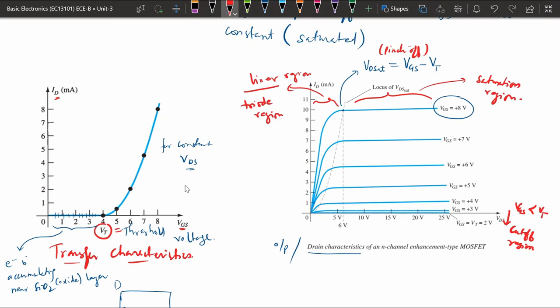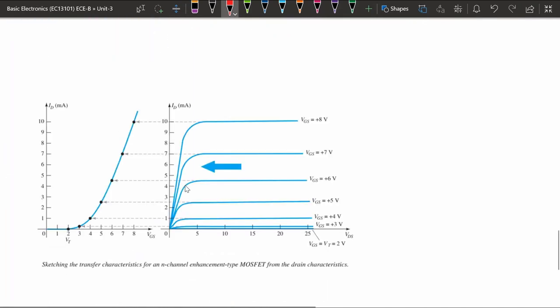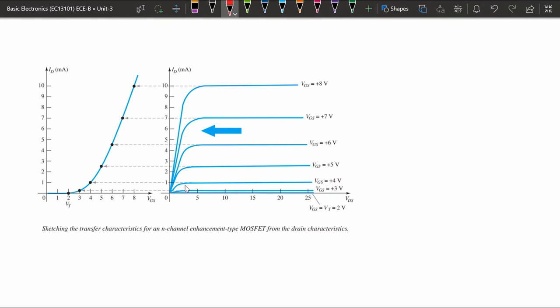So this region up to here is the cutoff region. Cutoff region means if we apply a gate to source voltage that is less than the threshold voltage, then there will be no current flowing. Okay, so this is your drain characteristics and transfer characteristics. By combining these two, the transfer characteristics can be plotted from the drain characteristics also. So if the drain characteristics is given, then we can plot the transfer characteristics.